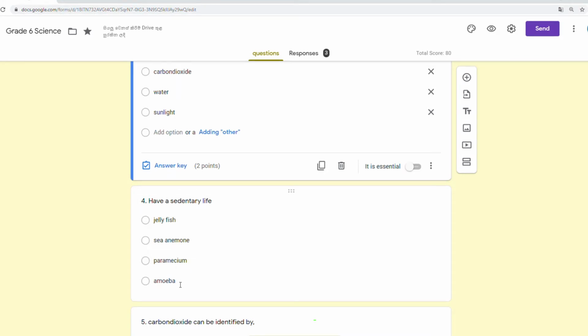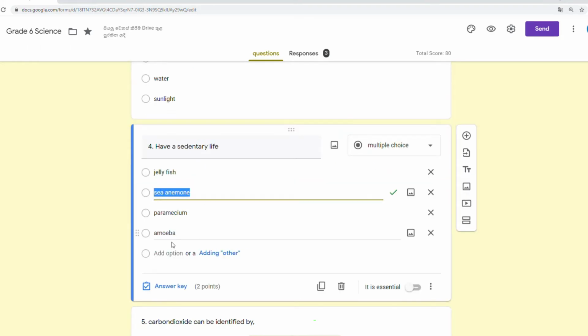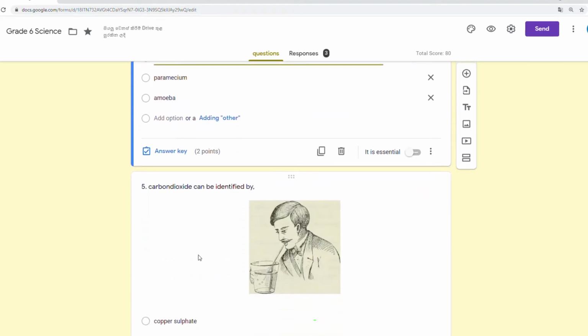Again micro. But when you get into the second answer, the second one is sea anemone. I think all of you know that. It is in the sea, in the deep sea. They live there and attach to a substrate. The substrate there is the stone. They fix to a stone. So that kind of life we call sedentary life. So your answer should be the second one, that is sea anemone.